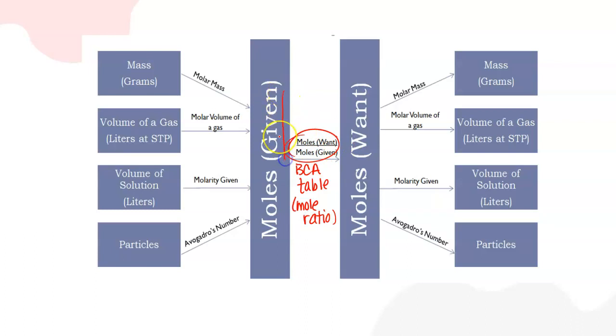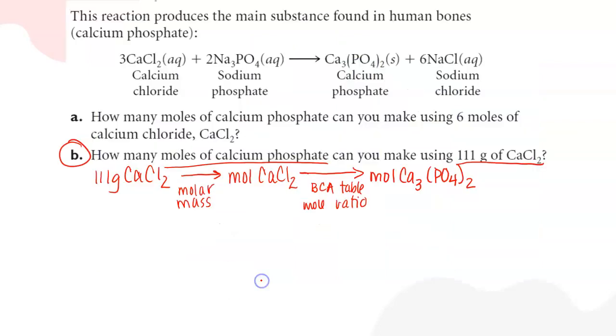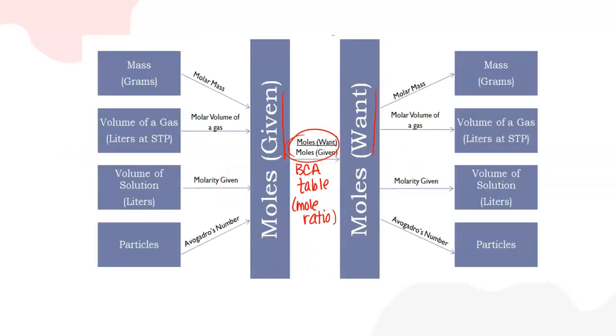Notice what we're given is on the left and what we want is on the right. So if I look back at my stuff, I'm given calcium chloride. So I'm starting here with grams of calcium chloride. And the only thing I can go to is moles of calcium chloride.